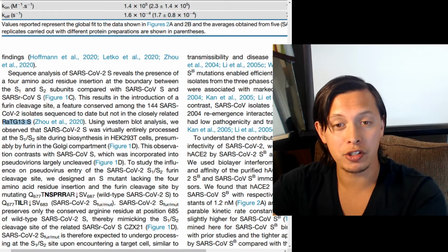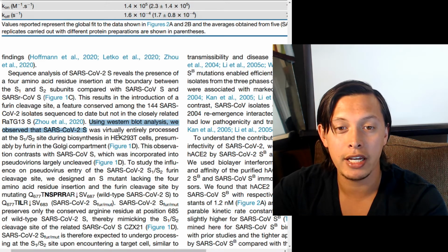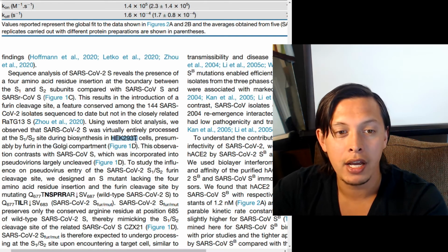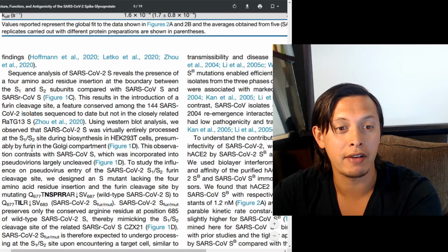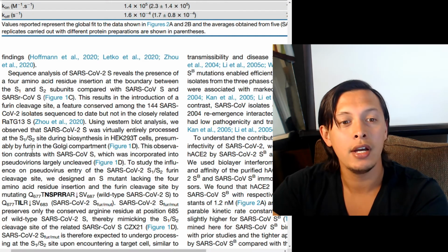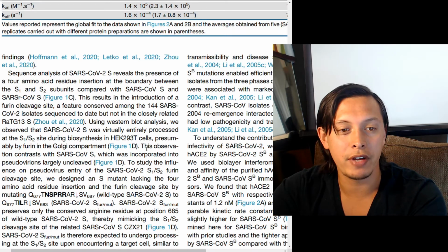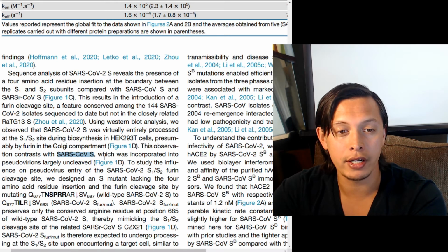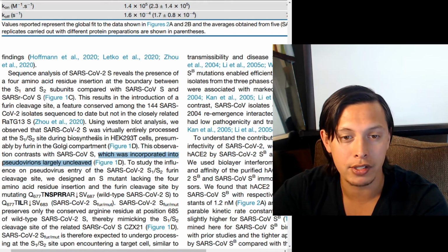Using Western blot analysis, we observed that the SARS-CoV-2 spike was virtually entirely processed at the S1/S2 site during biosynthesis in this particular cell line. This is presumably by furin, which is the protease, the enzyme that finds this sequence and breaks it apart, presumably in the Golgi compartment. This observation contrasts with the original SARS coronavirus, which was incorporated into the pseudovirions largely uncleaved. So a lot to unpack there, but let's go to the figure.